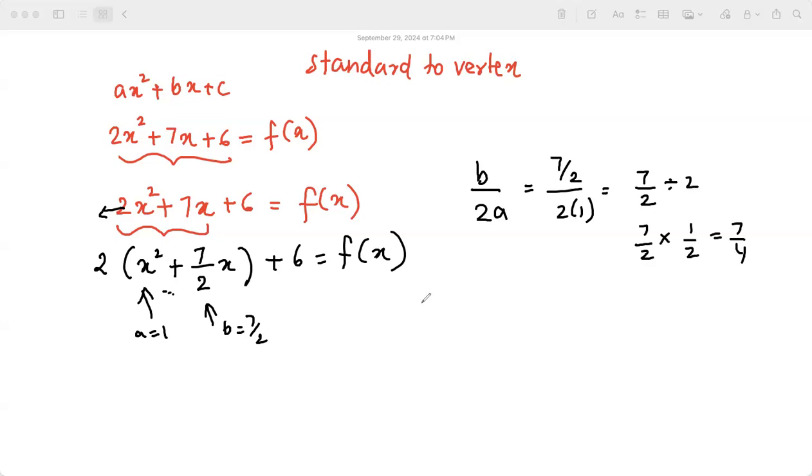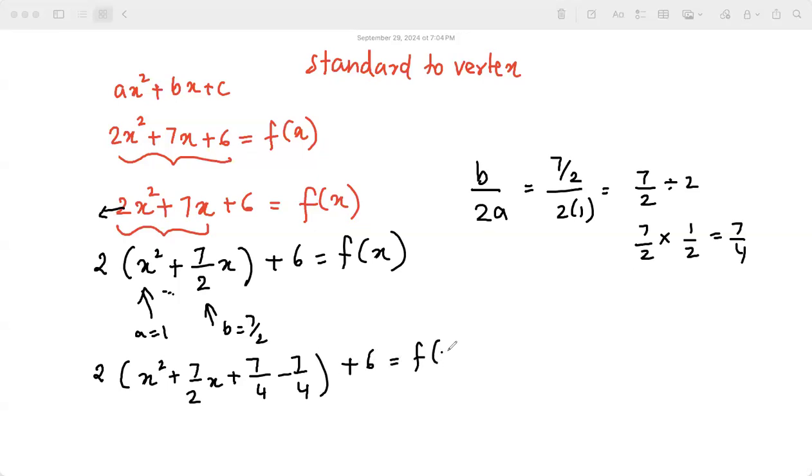Dhwani, does it make sense? x square plus 7 by 2x plus 7 by 4 minus 7 by 4. Does it make sense, Dhwani? Kind of. Why did you do b by 2a? Because for completing squares, that is the one I have to add and subtract, right? Okay. Am I making sense or should I go over again?